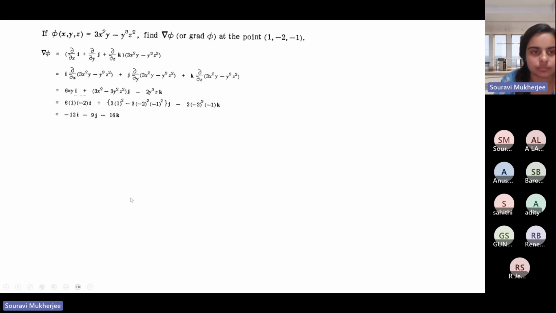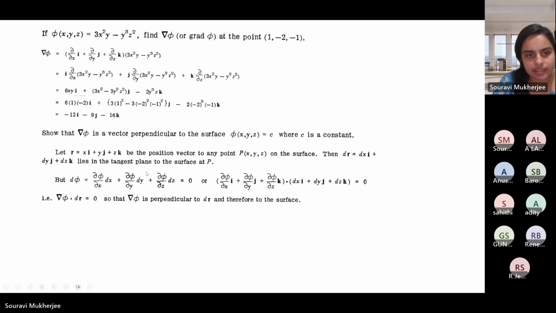Now, this would give you a better idea about what grad phi is. The question says that we need to show that grad phi is a vector perpendicular to the surface phi equal to constant, where c is some constant.